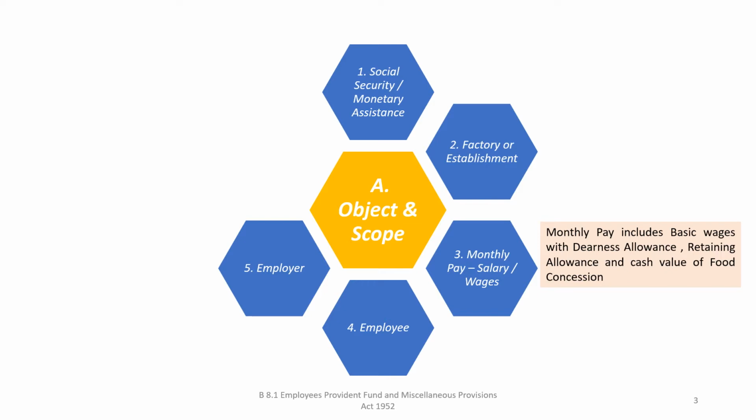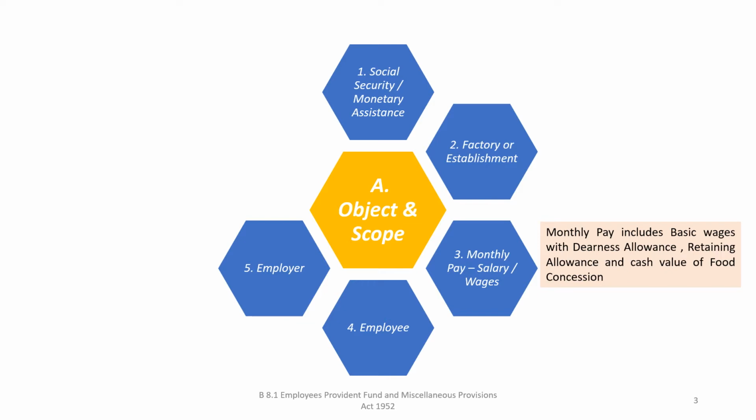Then the term which is frequently used in all schemes of the Act is monthly pay. Monthly pay has got four components: basic wages, dearness allowance, retaining allowance, and cash value of food. But in the normal course, only two of these components are predominating and they are in actual practice. That is basic wages and dearness allowance. This particular concept is more important just because all contributions under various schemes of the Act are linked to the monthly pay, and we will get into the details of this through court judgments a little later.